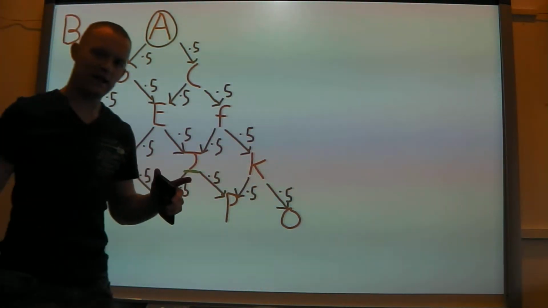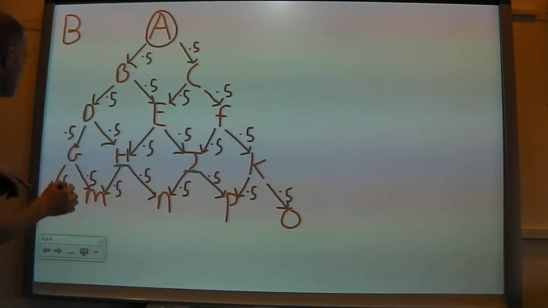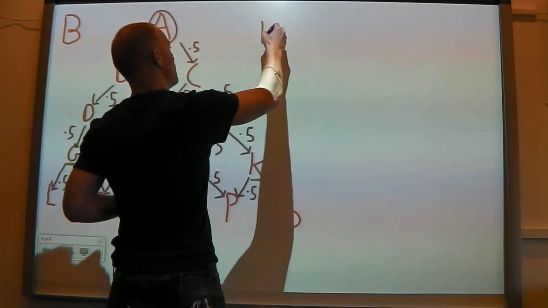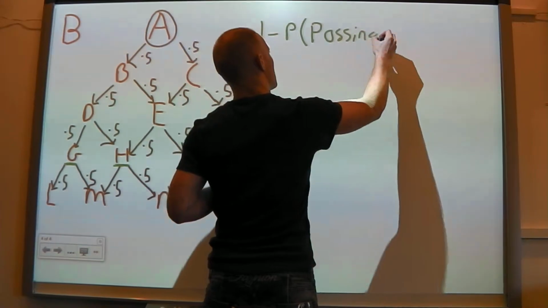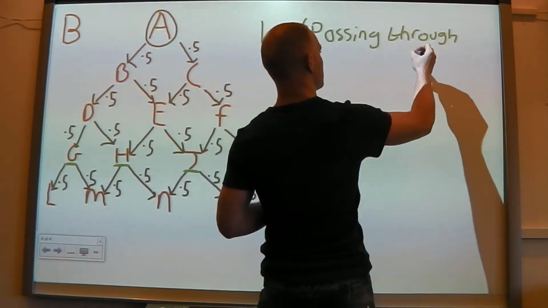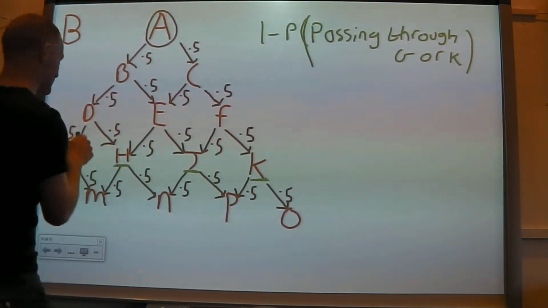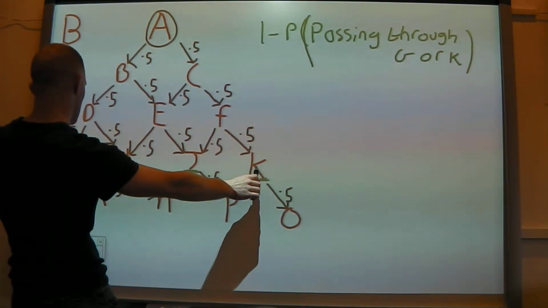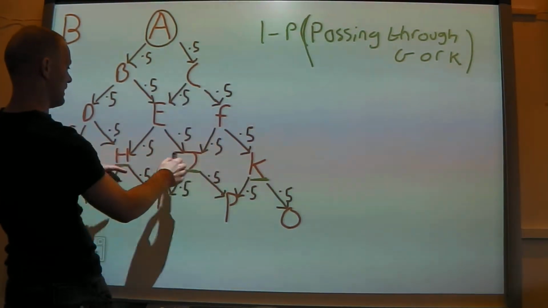Well, what I did here is, I said the probability of passing through H or J is 1 minus the probability that it passes through G or K. So I'll just write that down here. It's 1 minus the probability of the ball passing through G or K. Basically, if it passes through G or K, it doesn't pass through H or J. If we subtract that from 1, it's the exact same as calculating the probability that it goes through H or J.